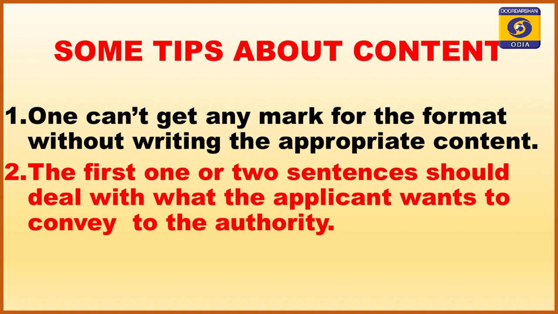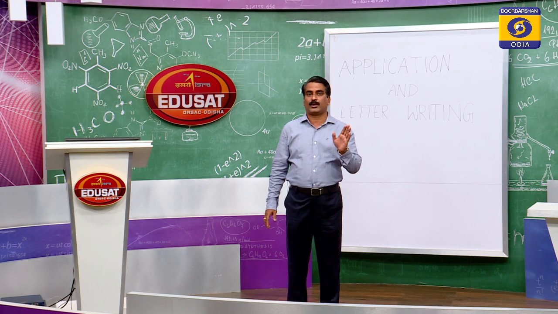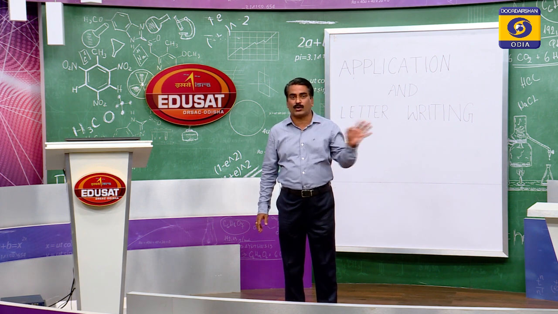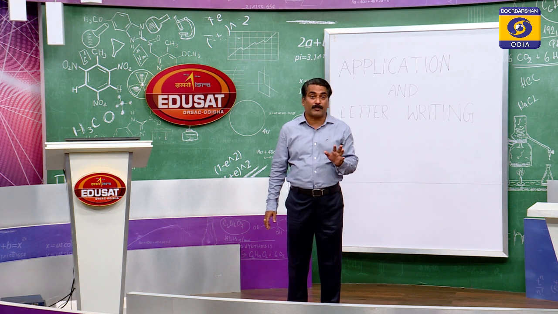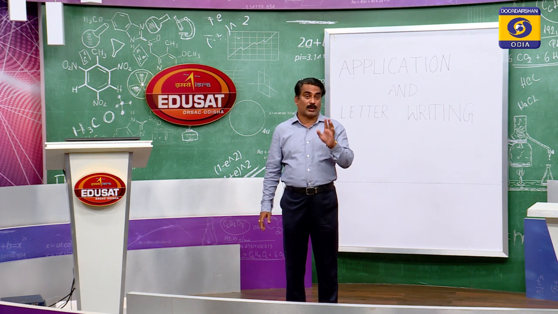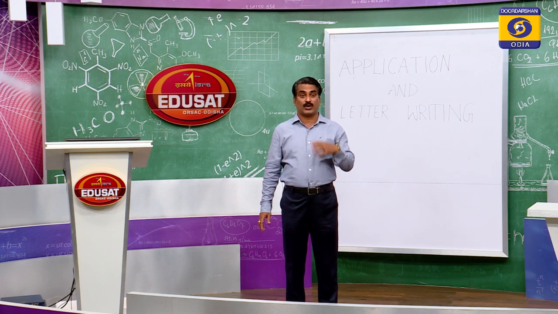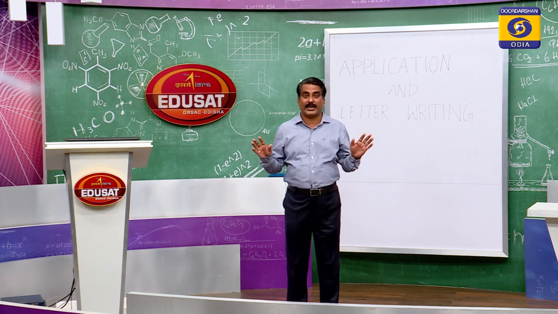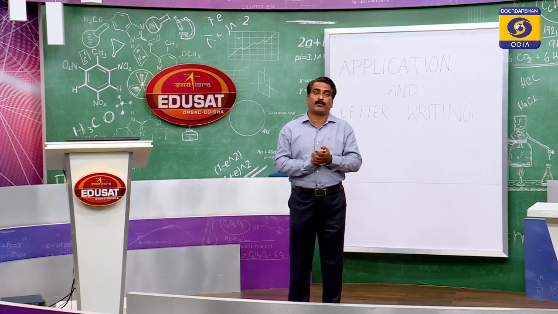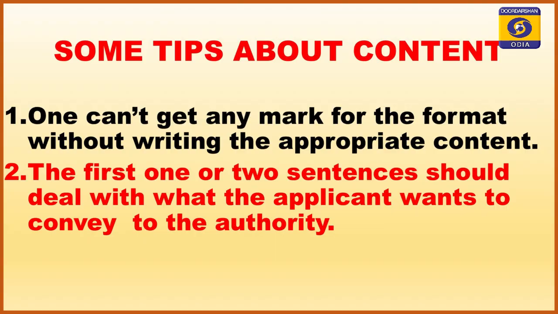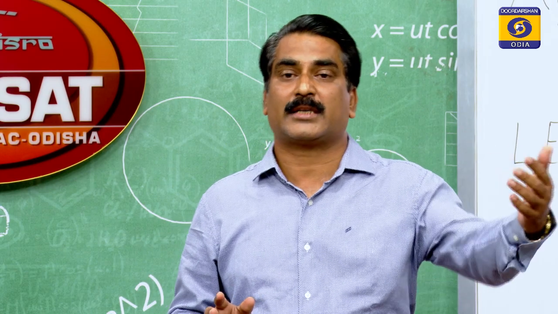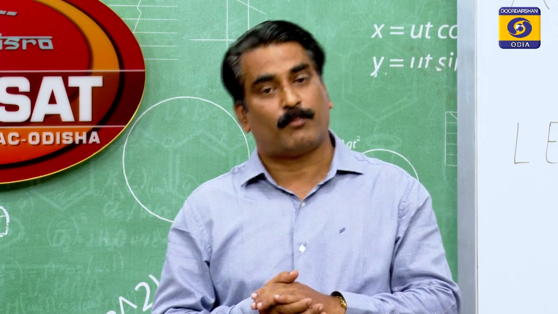For the format there are 4 marks, for the content there are 6 marks. You write the format correctly, 4 marks, but if you are not writing the content, you are not going to get any mark. And also, what type of content? Appropriate content. Suppose the question is about your sister's marriage, and if you write the content about digging of a tube well, that is inappropriate content. So, you are not going to get any mark for that. So, it is essential for you to write the content and write the appropriate content. Then only you can get marks for different parts of your format.